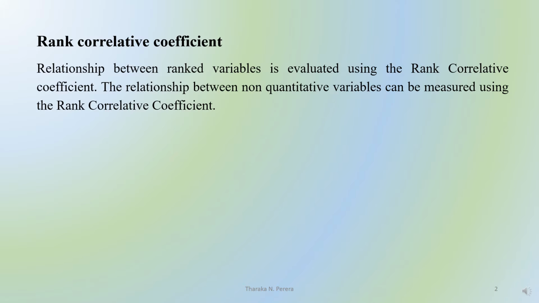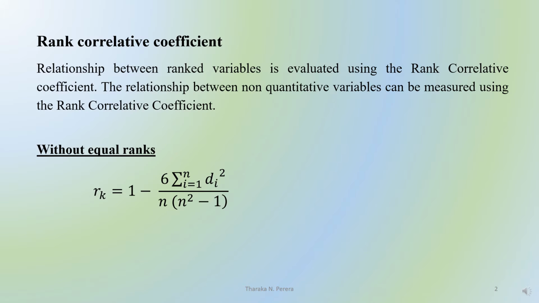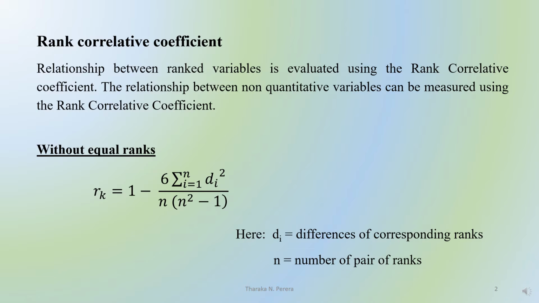There are two different formulas for the rank correlation coefficient, for problems with equal ranks and without equal ranks. The first one is without equal ranks. We can use this formula. Here d_i means difference of corresponding ranks and n means number of pairs of ranks. Let's see a hypothetical example for this formula.